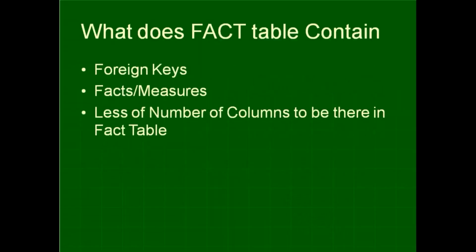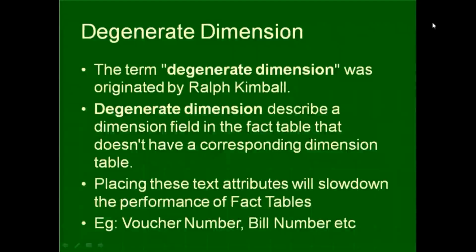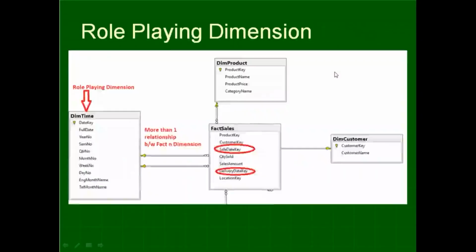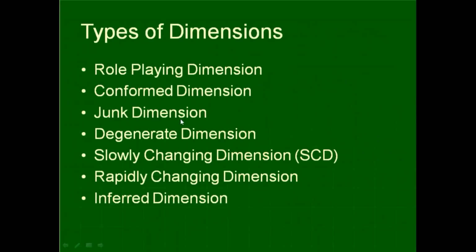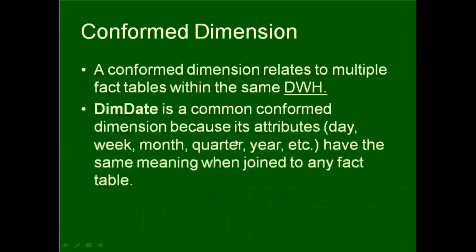Now, what does a fact table contain? It should contain only foreign keys and facts or measures. A lesser number of columns should be there in the fact table. Creating a fact table with more and more columns is always dangerous. Clear? Remember. The next point, degenerate dimension. In our topic, junk dimension, and now degenerate dimension. Let us understand what this is.